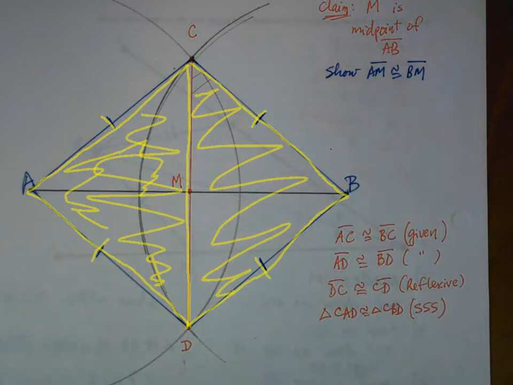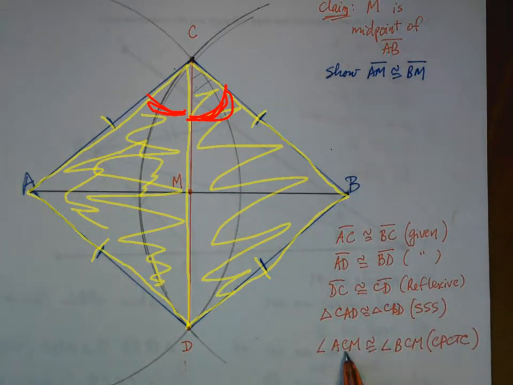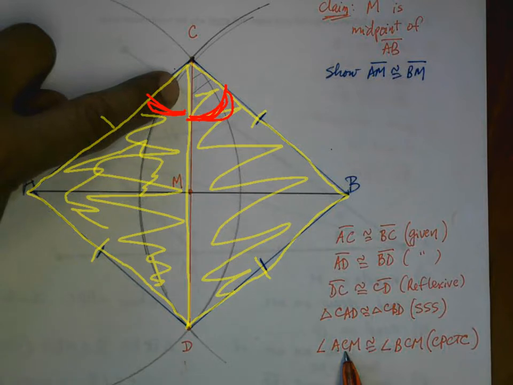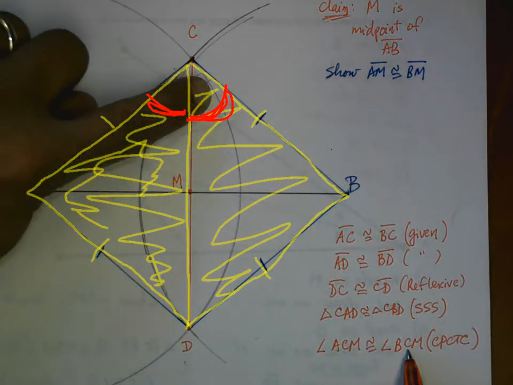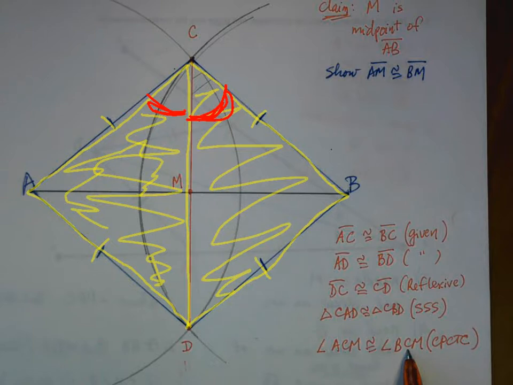Now, because they are congruent, we can say something even more powerful. We can say that the corresponding parts of them must be congruent. Namely, this angle up here and this angle over here. So angle ACM is congruent to angle BCM by CPCTC. Now I'm going to clean up this picture so that we can move on to the final part of the proof.